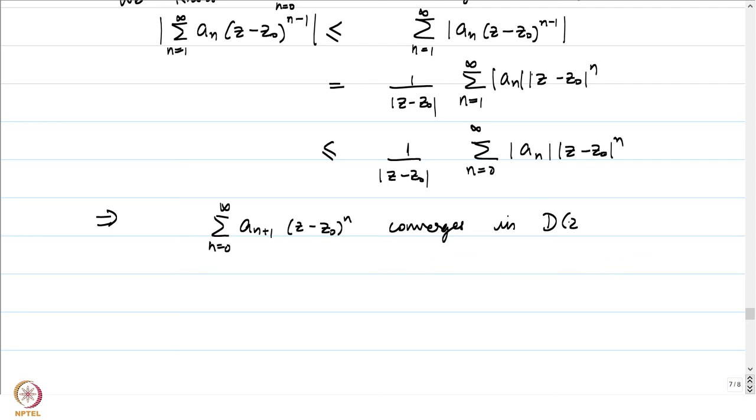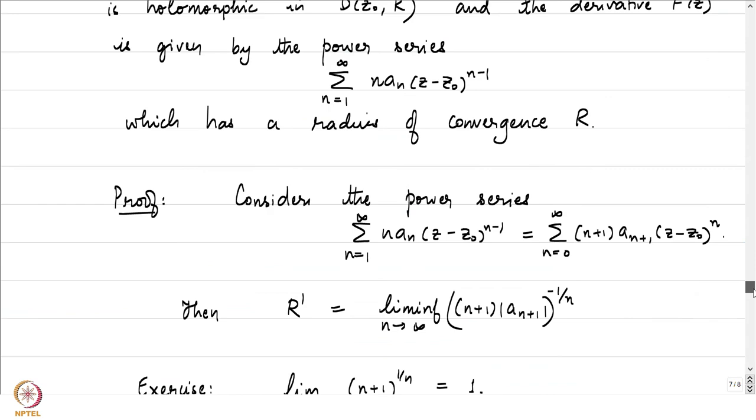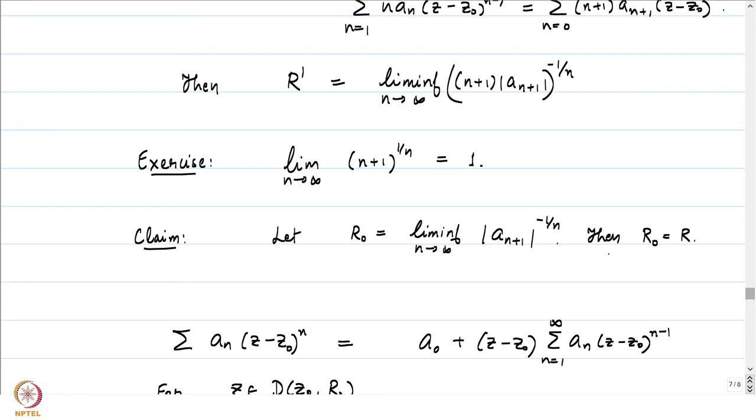But we know that r0 is the radius of convergence of this particular power series, and therefore this implies that R is less than or equal to r0, and hence both the inequalities imply that R is equal to r0. So, what have we established? All the work was to establish this particular claim, the claim that the limit as n goes to infinity of |a_(n+1)|^(-1/n) is precisely equal to R.